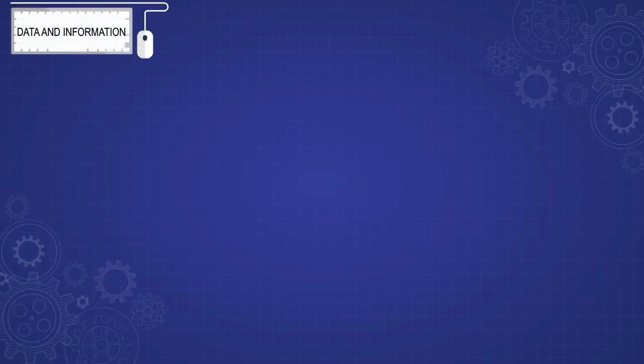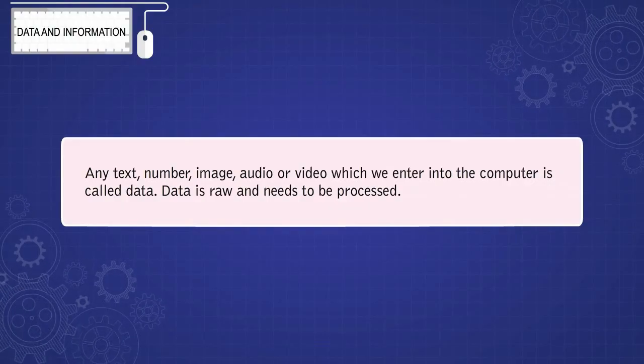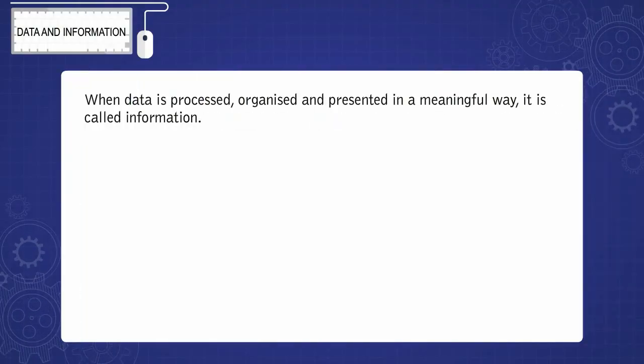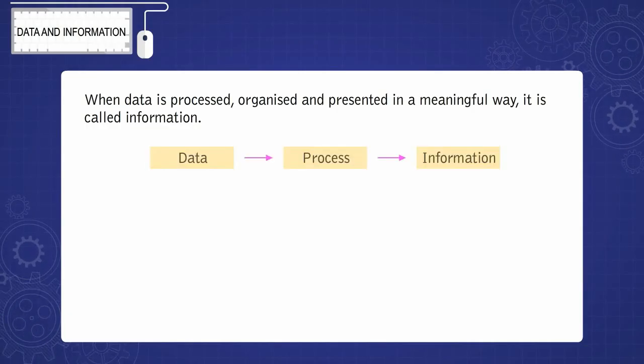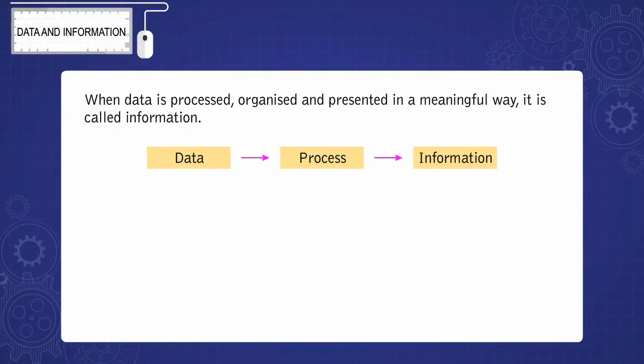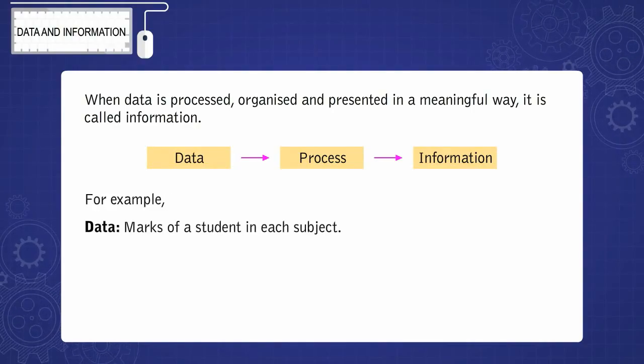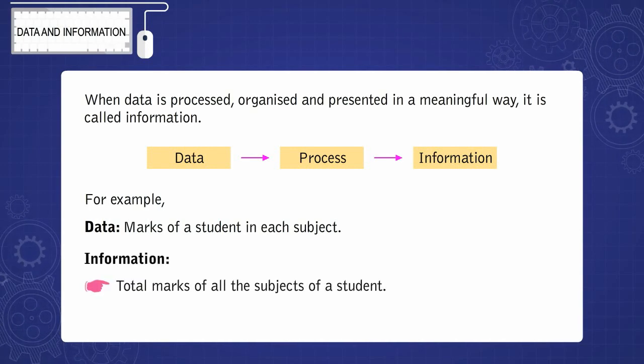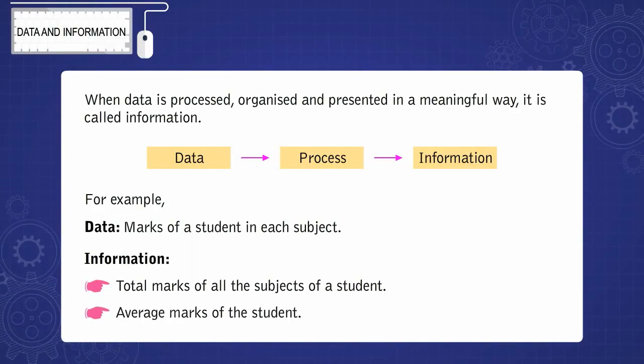Data and information. Any text, number, image, audio or video which we enter into the computer is called data. Data is raw and needs to be processed. When data is processed, organized and presented in a meaningful way, it is called information. Data, process, information. For example, data: marks of a student in each subject. Information: total marks of all the subjects of a student, average marks of the student.